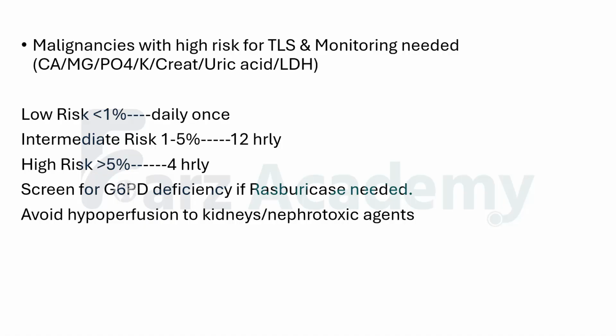Screen for G6PD deficiency if your uric acid is more than 8, because if more than 8, you have to start rasburicase, which is a urate oxidase. This drug, if used in G6PD deficiency, causes methemoglobinemia. So you have to screen for G6PD before starting this drug. Avoid hypoperfusion to the kidneys and nephrotoxic agents, because there is already a high chance that the patient will develop TLS and AKI. So anything that can precipitate AKI, you have to avoid.